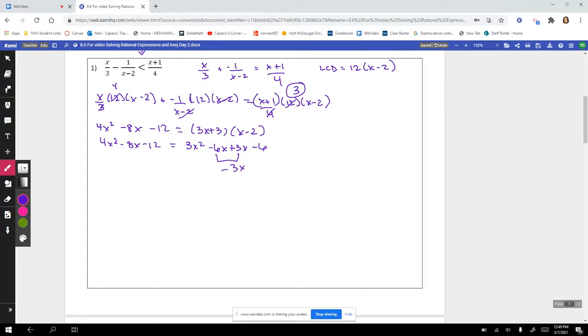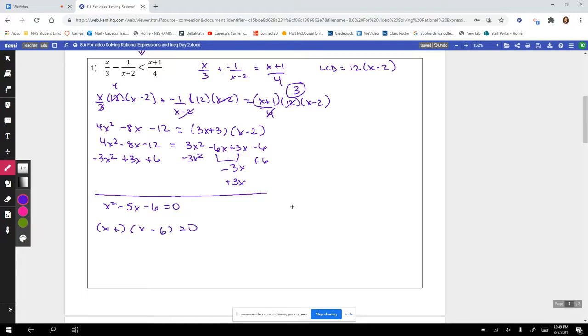So again, I have to bring everything to the left-hand side to see if I can factor. So I'm going to bring this negative 3x to the other side, and I'll add 3x to both sides. And I'll add 6 to both sides. And I'm left with x squared minus 5x minus 6 is equal to 0. All right, so I'll factor x and x. I have a plus and a minus. My 6 goes here, my 1 goes there. So I know that x is equal to -1 and positive 6.